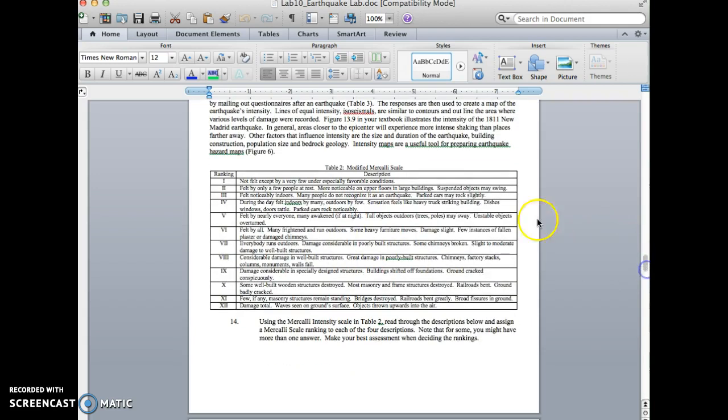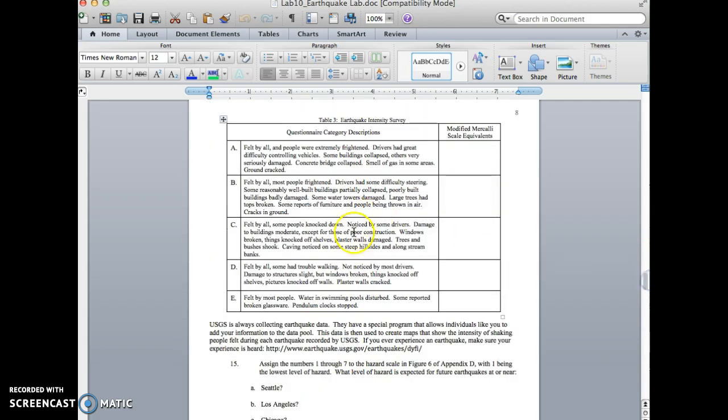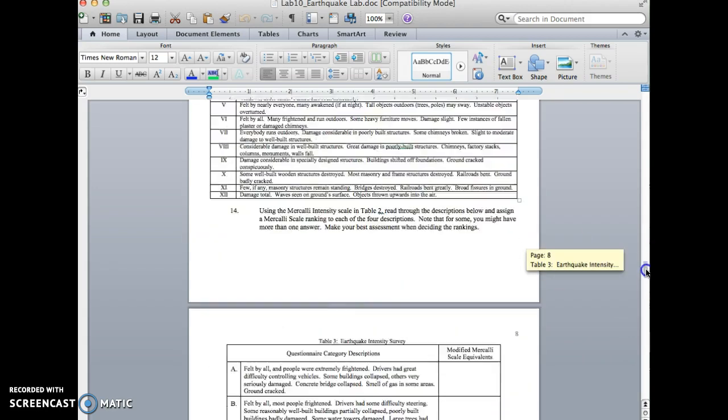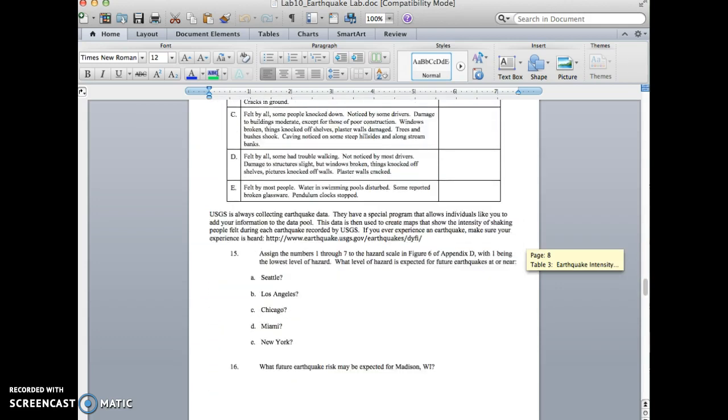and then we'll be doing the modified Mercalli scale. In this part of this activity, you're going to read through these descriptions and decide what you think the modified Mercalli scale should be based on the descriptions above. Everybody will get slightly different answers, and that's totally normal.